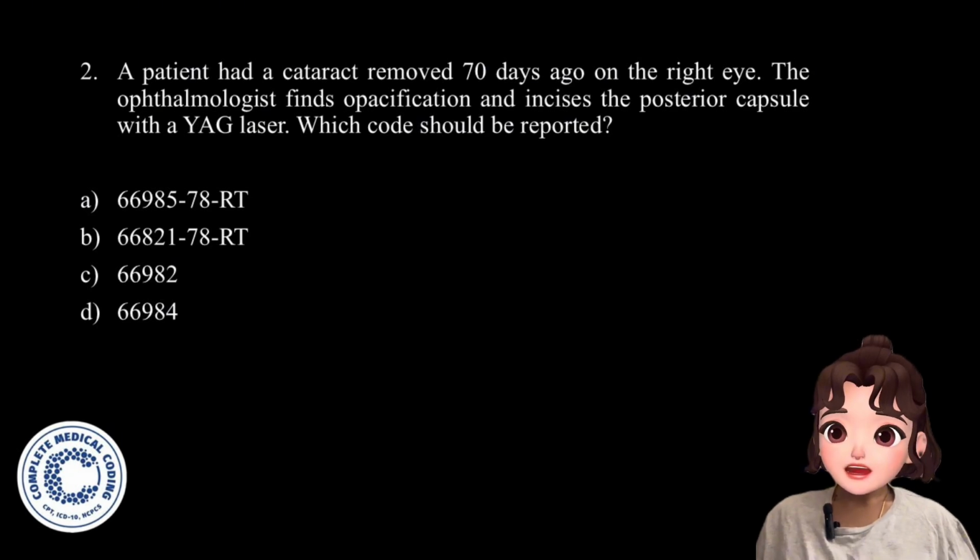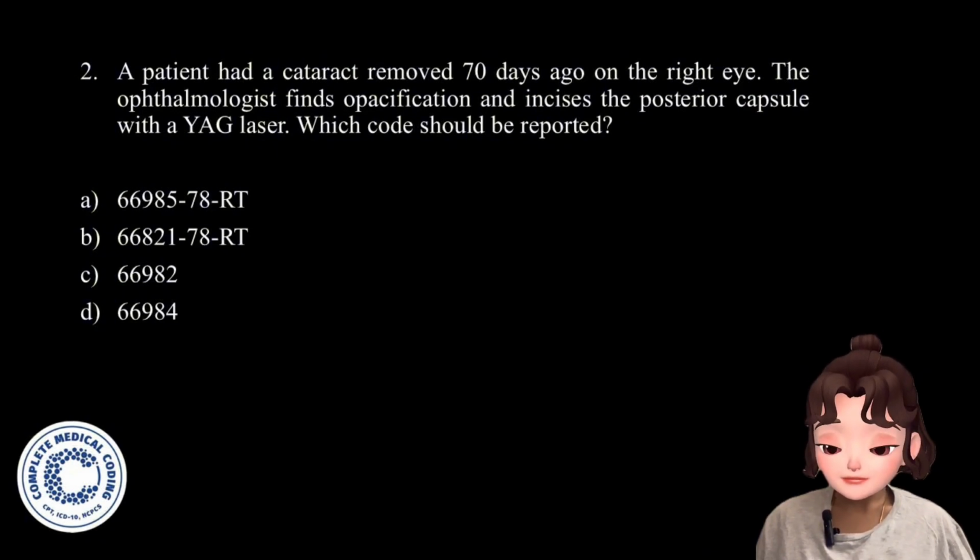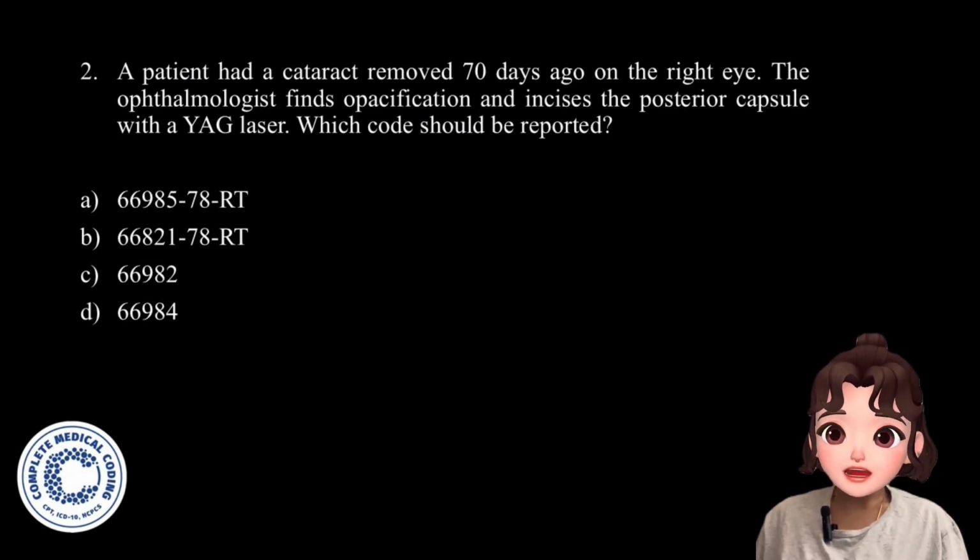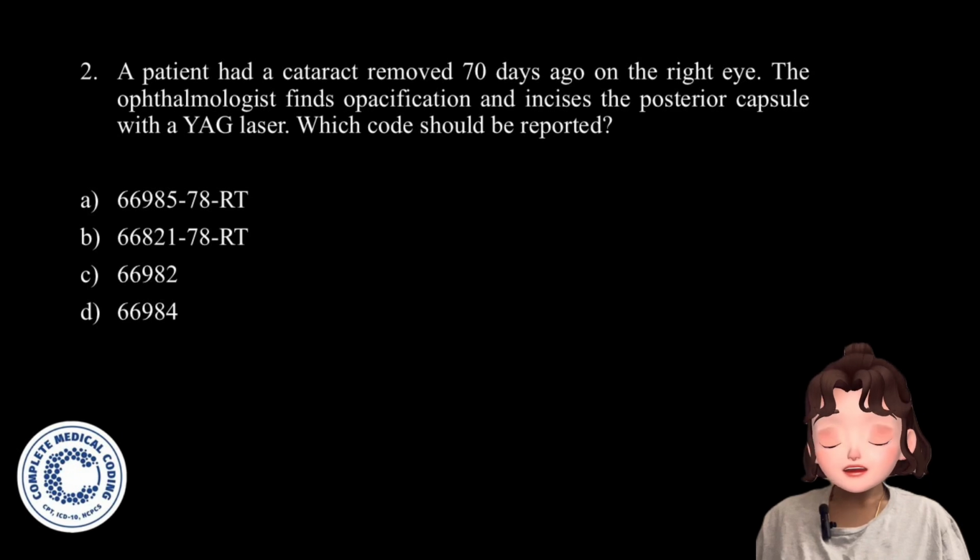Let's go to the codes directly. First option, 66985. What is CPT code 66985? Insertion of intraocular lens prosthesis not associated with concurrent cataract removal. In our question, there is nothing mentioned of insertion of an intraocular lens. It's not mentioned, right? So that's a wrong code. Now go to option B, 66821. What is 66821?